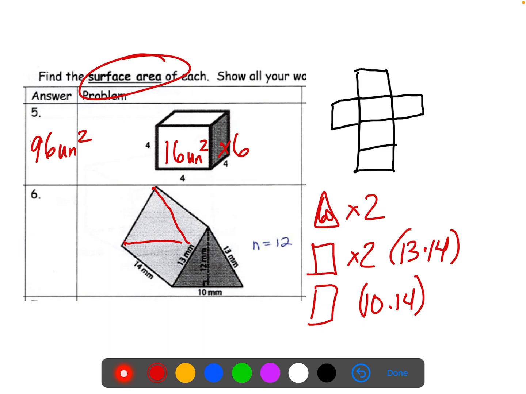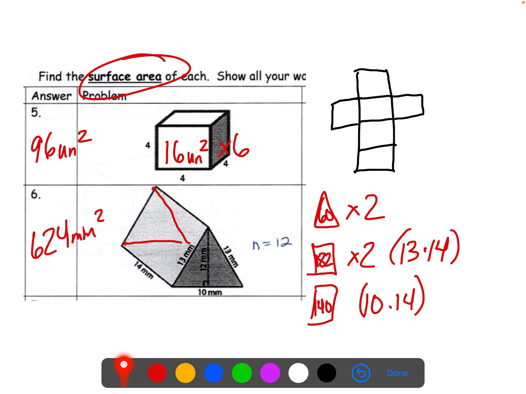Then when we take 13 times 14, that's 182. And 10 times 14 is 140. So I have my 3 shapes. I have 2 triangles, 2 of these rectangles, and only 1 of this. So once I do all that math, combining everything, I get a total of 624 square millimeters. Again, it's squared because we're only talking about the area of these surfaces.